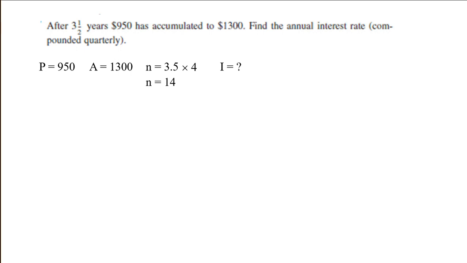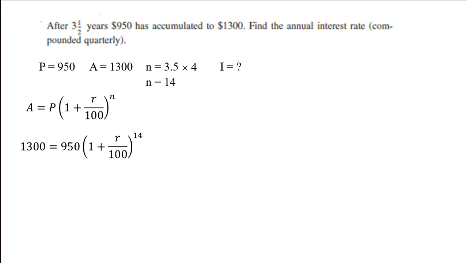I need to work out the value of I, but I need to work out the annual interest rate. That's the formula I'll be using, and I'll substitute the values of A and P into the formula there. You can see that I've done that, and N is 14. And what that really means is the value of R is the interest rate, but it's not the annual interest rate. It's the quarterly interest rate.